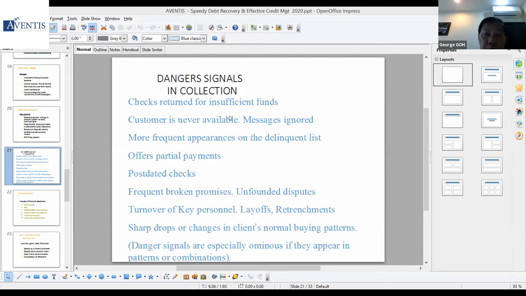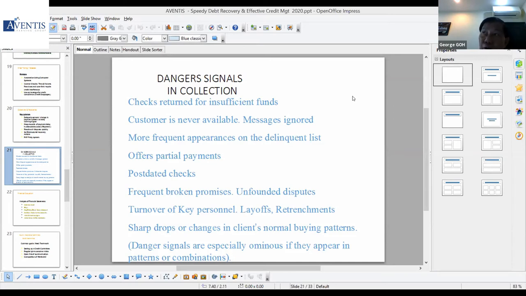All right, so the key in debt recovery actually is speed, very fast. You have to act fast. The more the company is in trouble, the more you must do in order to recover money. The next danger signal here is called customer is never available. He is avoiding your call. He could be in, but you leave a message for callback, he doesn't bother to return your call. That is another signal.